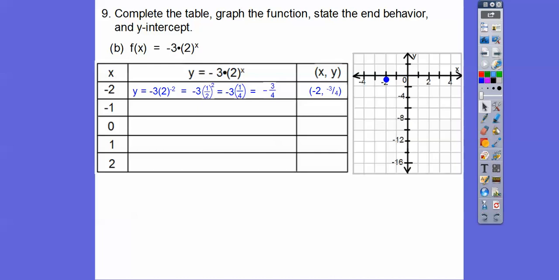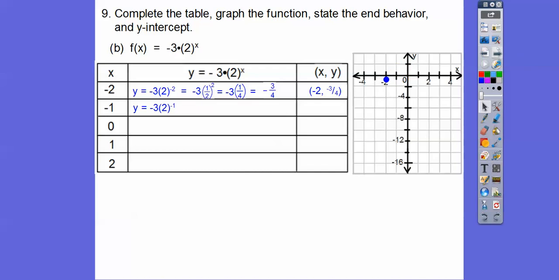So when we graph that, you guys, we're going to go over 2, because x equals negative 2, so negative 2, and then go down 3/4. Okay, remember each square represents 2, so half a square would be 1, so a little bit less than half a square. Okay, we're just fudging right there. Okay, let's plug in negative 1 now.